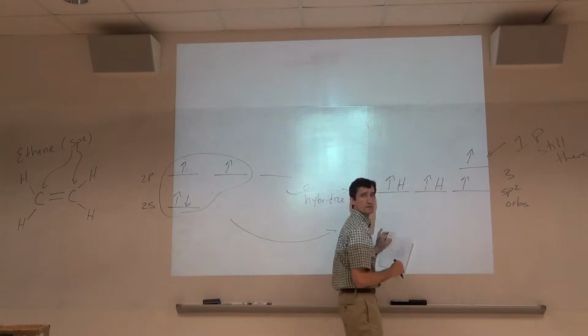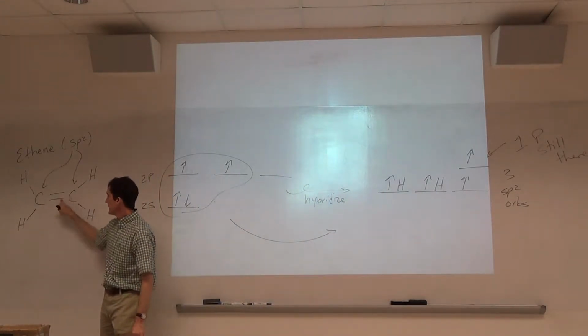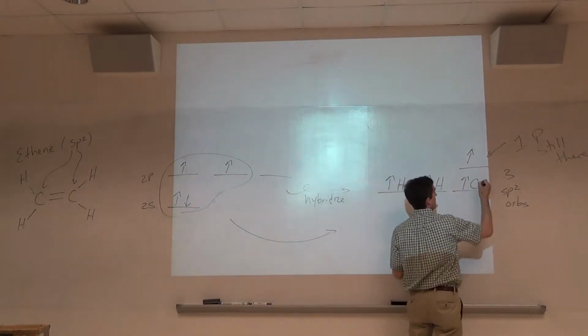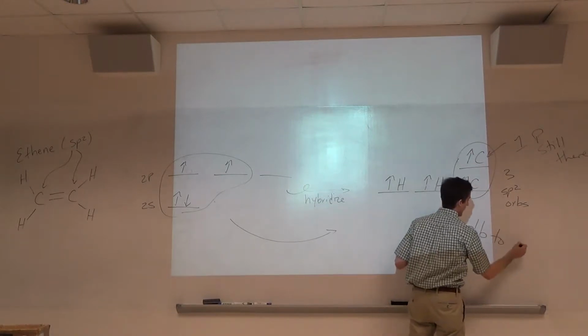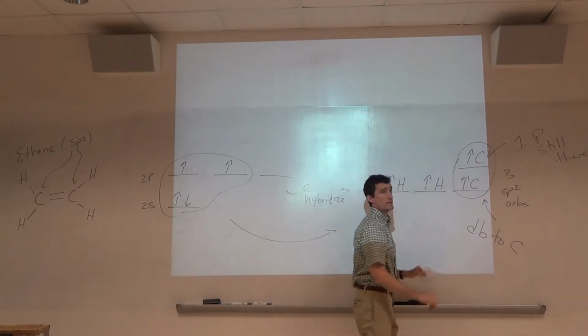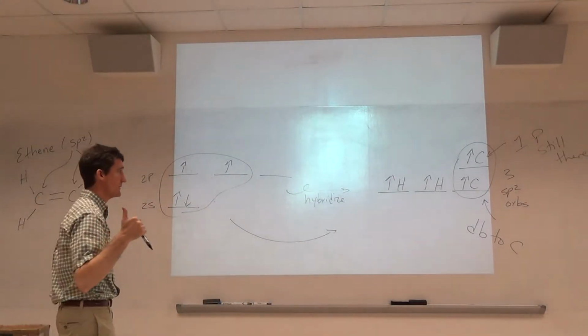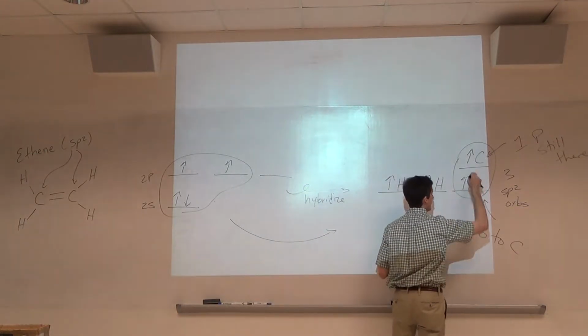What other kind of bonding do you see that carbon making? They're the same. Let's look at this one. Now we have a double bond to carbon. The double bond is made here. The double bond consists of a sigma bond and the pi bond.